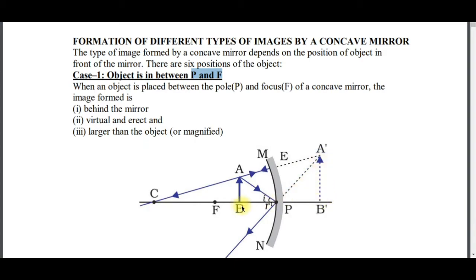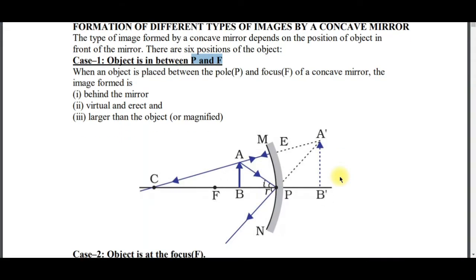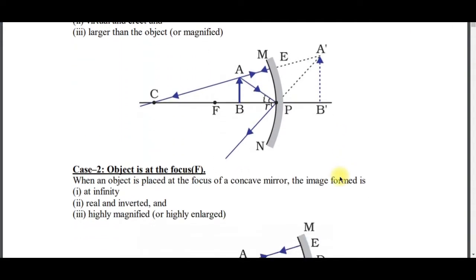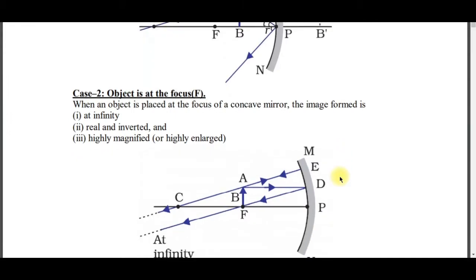Erect मतलब it is in the same direction as the object is standing. If the image was like this, inverted, then it would have been inverse, but it is erect. And the third one is larger than the object, or magnified. मतलब यहाँ पे देख सकते हैं ऑब्जेक्ट जो है छोटा है और इमेज जो है बड़ा बन गया है. ठीक है. And the next case is the object is kept at the focus.